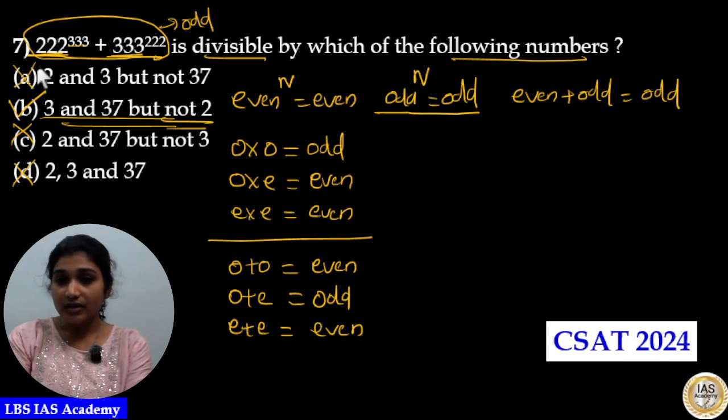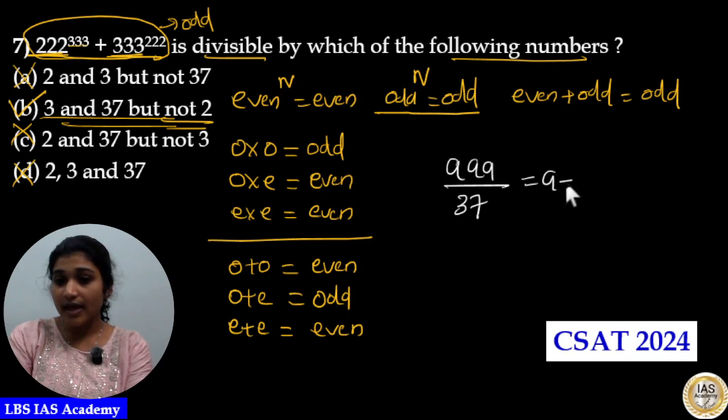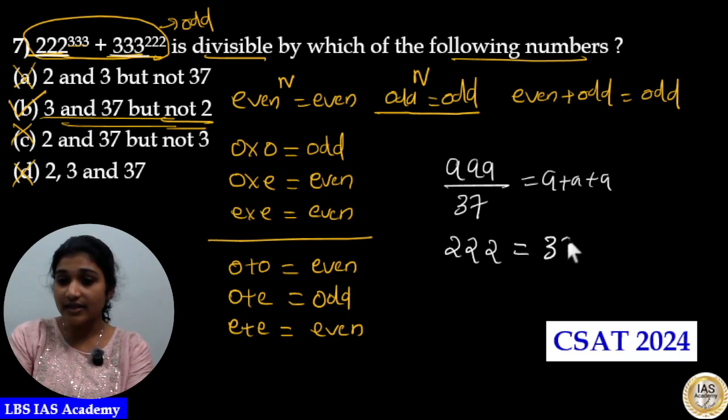Also, here, whenever you see terms like this, a divided by 37 is a plus a plus a. Here, if you look at this, we have 222 and 333. So, 222 divided by 37 is equal to 2 plus 2 plus 2. So, 222, I can write it as 37 into 2 plus 2 plus 2 is 6. 6, I can write it as 2 into 3.